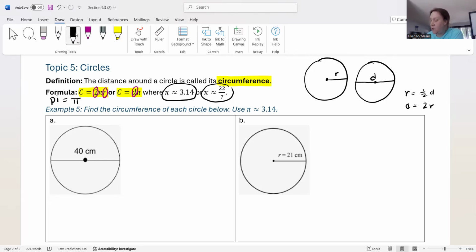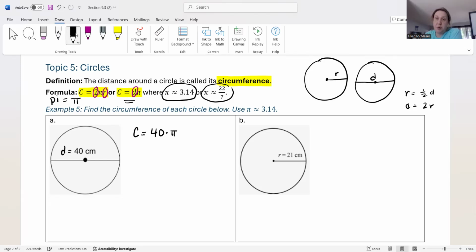Okay, so for part A, I do say find the circumference of each circle below. Use 3.14 as your approximation for pi. And in the circle that I have for part A, I'm given the diameter. This is my diameter. So I'm going to use the formula that just contains the diameter. Capital C for circumference equals the diameter, which is 40, times pi.